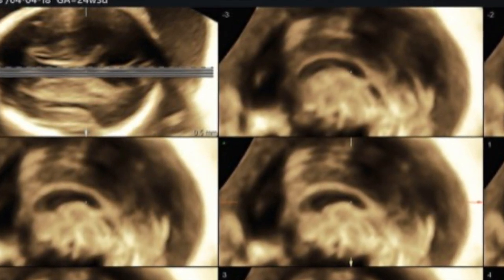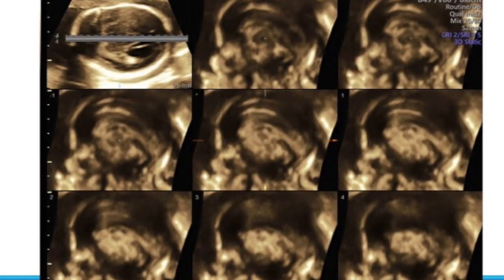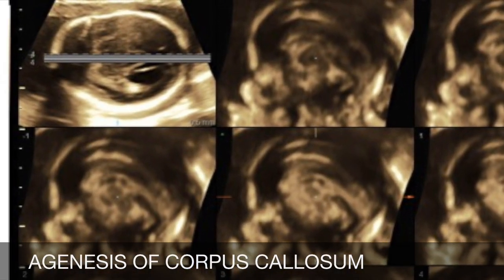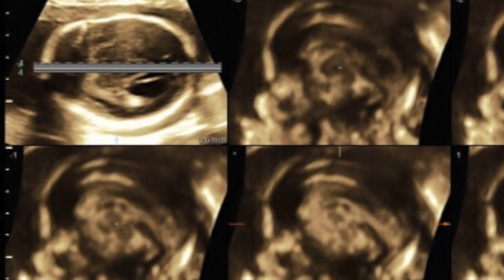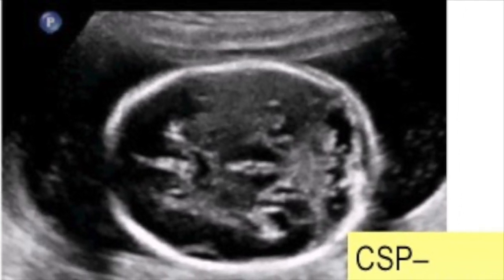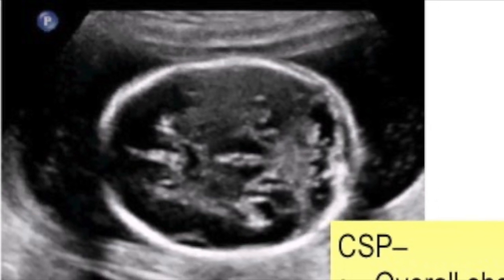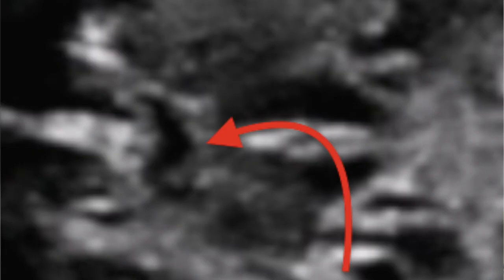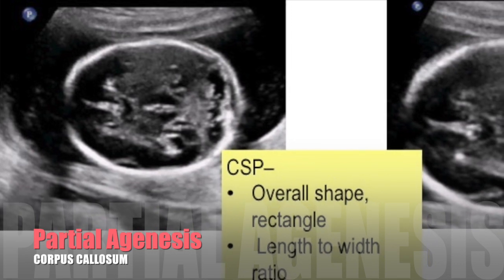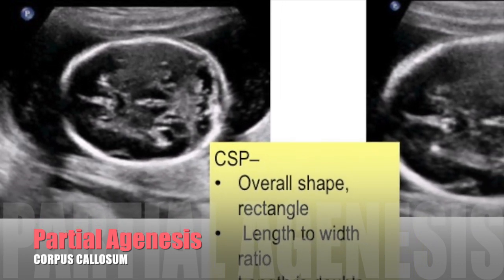So that is the normal structure, and this is a case of agenesis of corpus callosum where there was an absent CSP. This is another case where, though this appears as a CSP, you immediately know that this shape is not normal, because we saw that the overall shape is a rectangle. Its length has to be double its width, but as you can see here, the length is small, it has become shorter and it has become wider, and that's why in PACC, that is partial agenesis of corpus callosum, the ratio is less than 1.5.